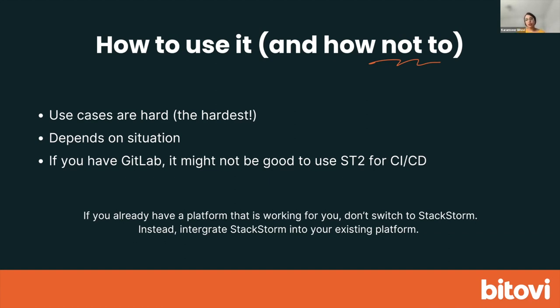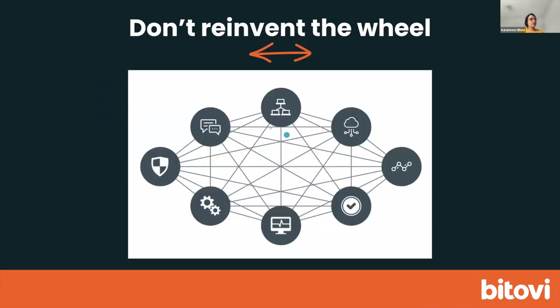StackStorm can make calls as well via PagerDuty. So that's how not to use it. If you already have something, that's where you do not use StackStorm. Again, the same thing: you do not reinvent the wheel. You have existing infrastructure, that's well and good. You just put StackStorm there and integrate with everything.